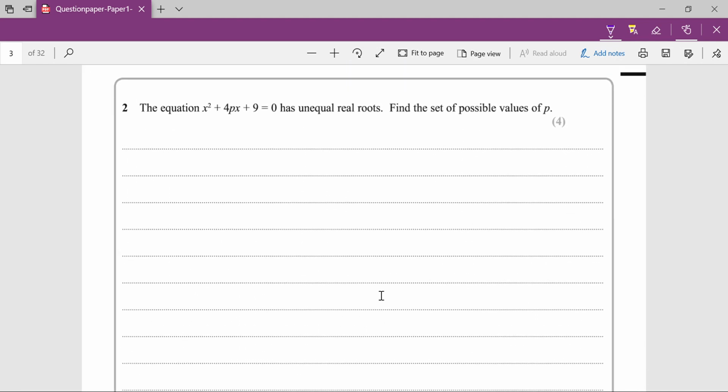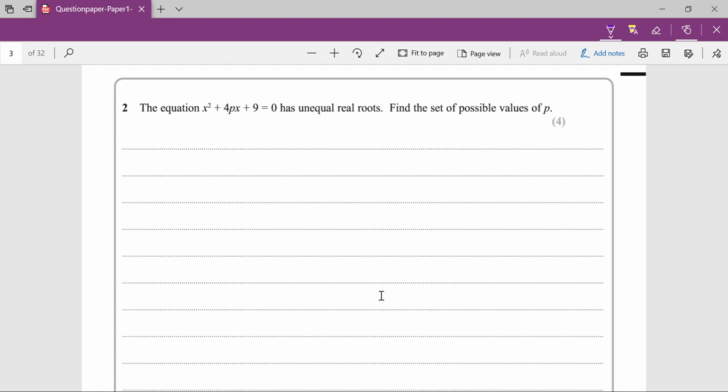Alright, question 2. This question is talking about the roots of quadratic equations, so I'm fairly certain it would be to do with alpha and beta. It says find the set of possible values of p. So what I'm thinking is it's going to be some kind of interval or a range of numbers, like from A to B. Alright, so I've just taken a note of the timestamp.